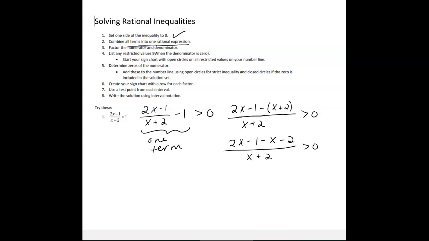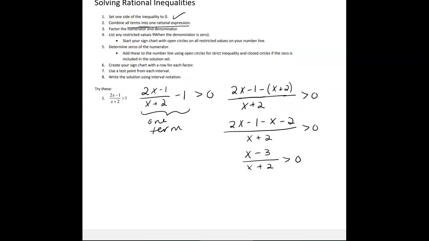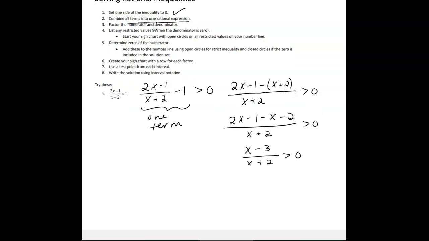And continue simplifying. 2x minus x is x. Negative 1 minus 2 is going to give us a minus 3. Put this over our denominator of x plus 2. And we have gotten this into one rational expression, so we can check off that second step. If there's any factoring that you can do on the top or the bottom, you should do that now. In this example, nothing factors, so we are done with that step.